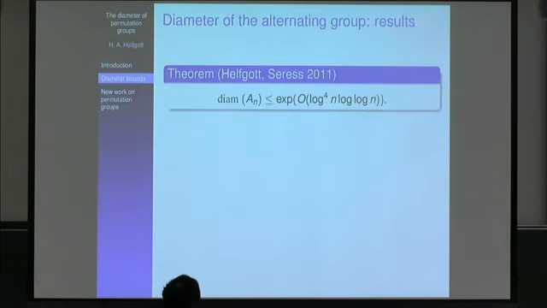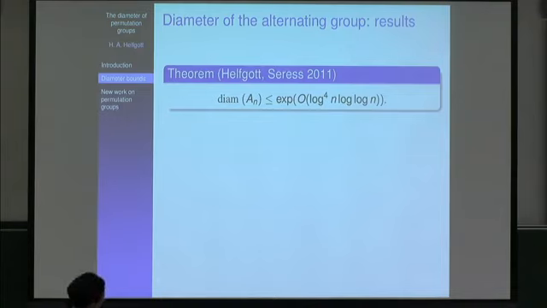So there is one bound, or rather, there used to be a bound that was much worse than this, due to Babai and Seress from more than 30 years ago, exactly 30 years ago. They showed that the worst case diameter of the alternating group is at most e to the square root of n, basically. And then Seress and I showed that it's actually e to a power of log n, in fact e to the log n to the 4 plus epsilon.